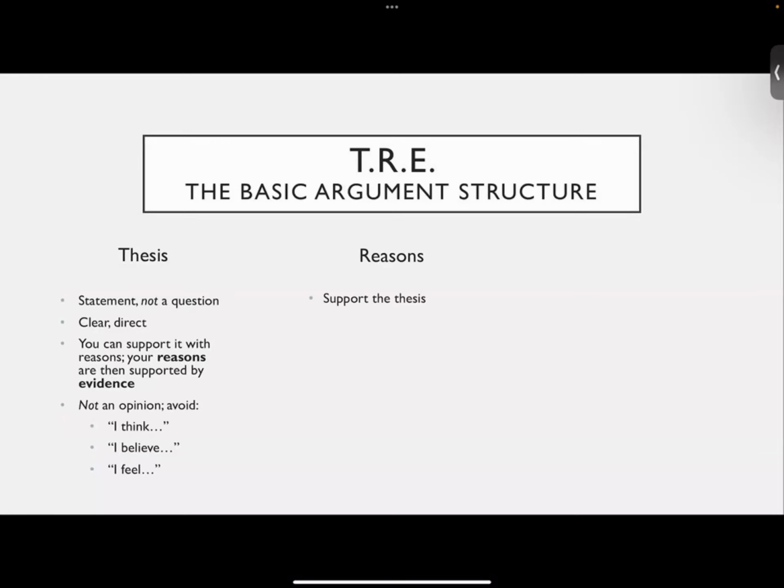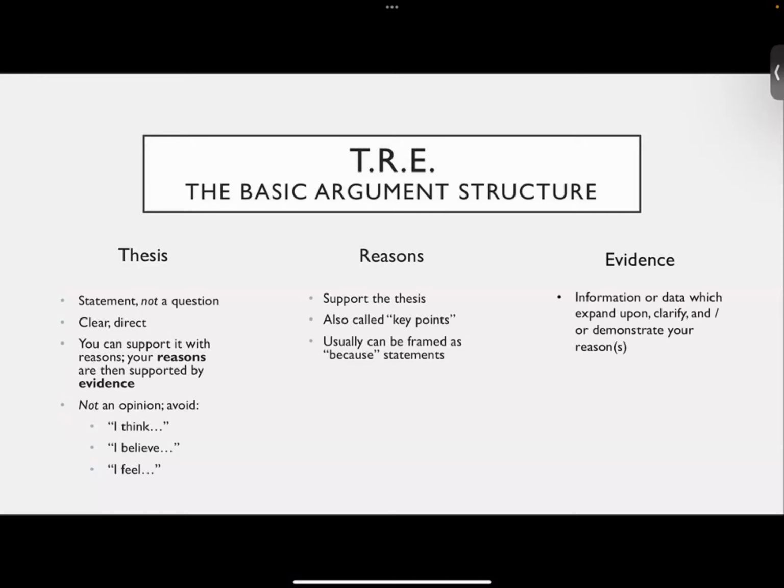Reasons support that thesis. Again, they are also called key points or main points. They can usually be framed as "because" statements, and I'll emphasize that in later slides. Evidence is any information or data which can expand upon, clarify, and or demonstrate the reasons. These are often numbers, quotations, charts, anecdotes, and so on. Again, no opinions. Remember that this is a formal researched argument that we're working on, not an op-ed or another genre.